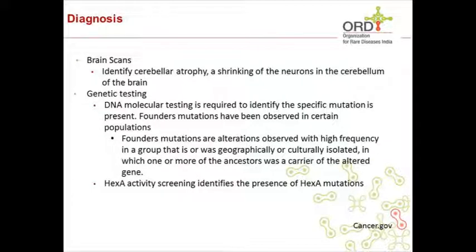Diagnosis of Tay Sachs disease requires a number of tests consisting of hex A enzyme screening to detect enzyme activity, brain scans to look for atrophy, and genetic sequencing to identify the exact causal mutation. The select populations that have higher frequencies of Tay Sachs disease also have select mutations that are found at higher frequencies within the population. These mutations are called founders' mutations.